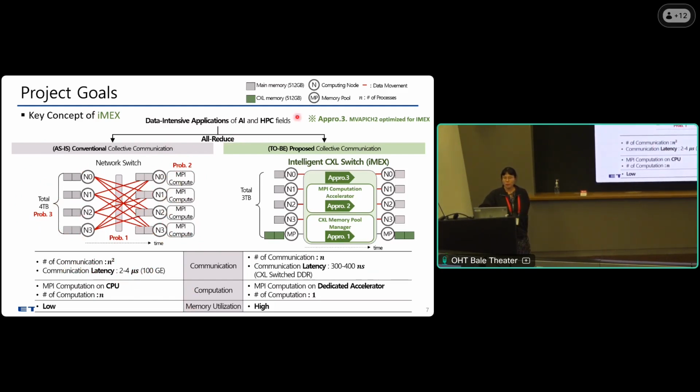On the other hand, in the proposed computing architecture, the computing nodes are connected via the intelligent CXL switch. In this architecture, the number of communications between computing nodes becomes n, and the communication latency is 300 to 400 nanoseconds because these computing nodes are connected via the CXL interconnect. And the MPI operations are performed in the dedicated accelerator, so the number of computations becomes 1. And the memory utilization is high because the computing nodes are equipped with less main memory than in the conventional architecture. And the MPI ranks running in different nodes utilize the CXL memory pool to compensate for the main memory shortage.